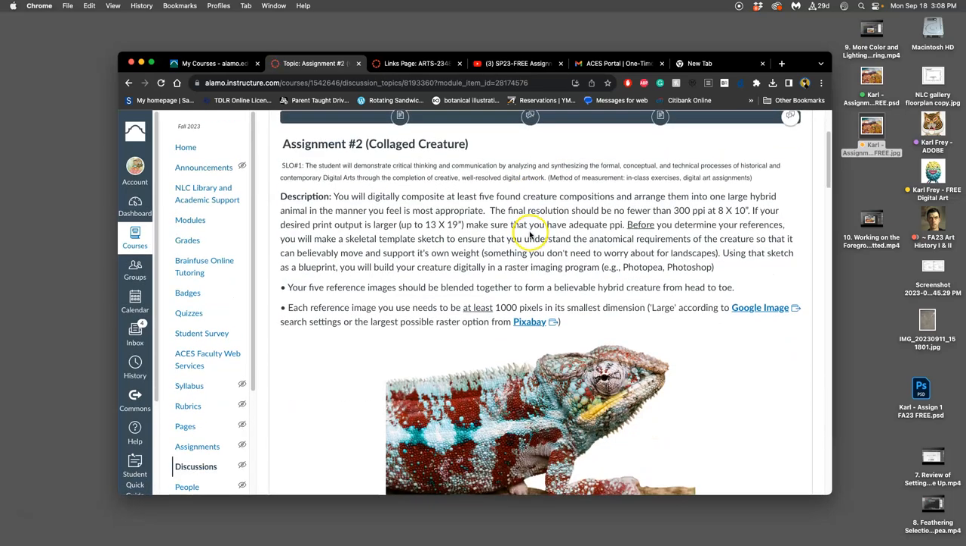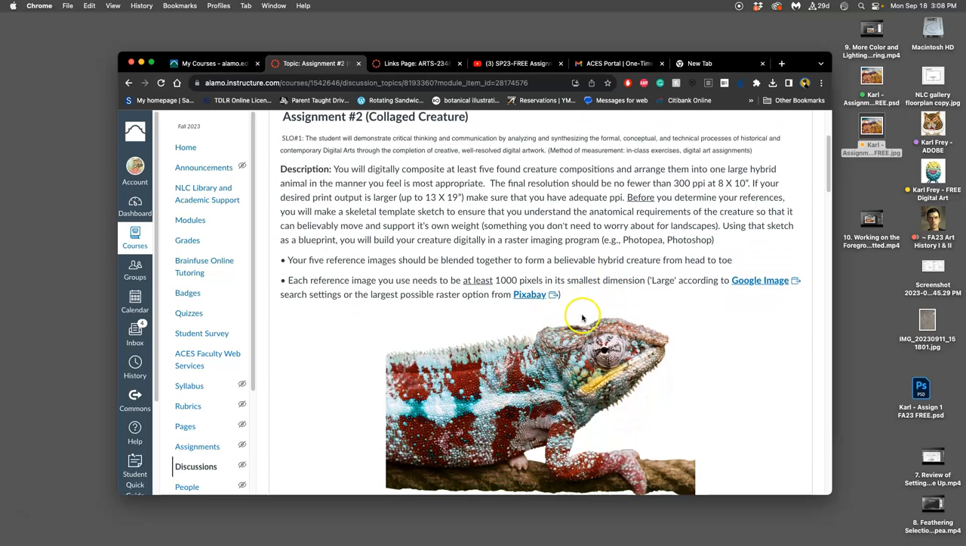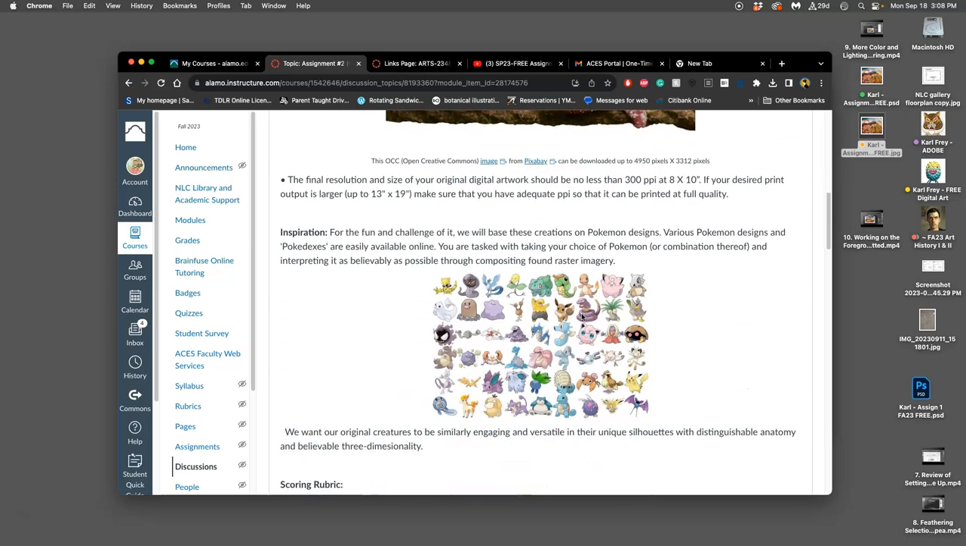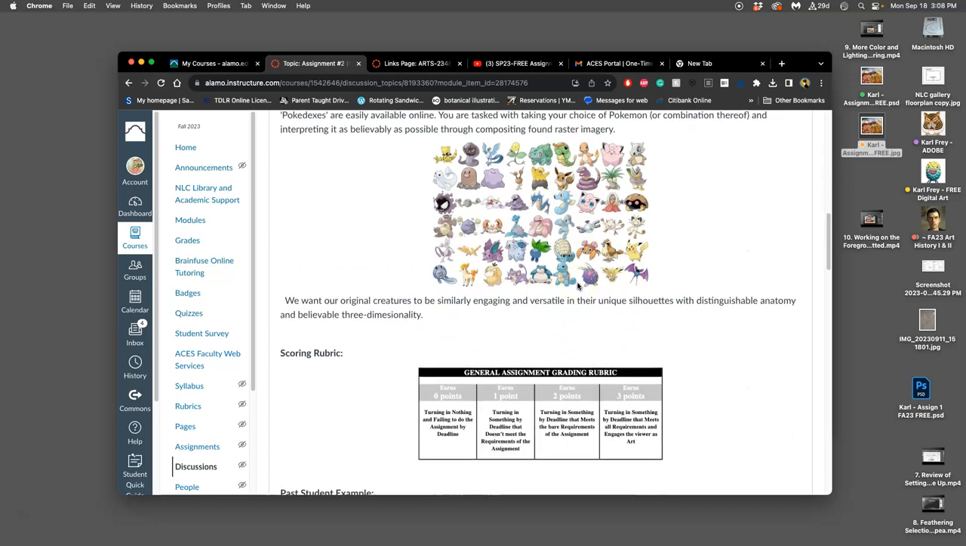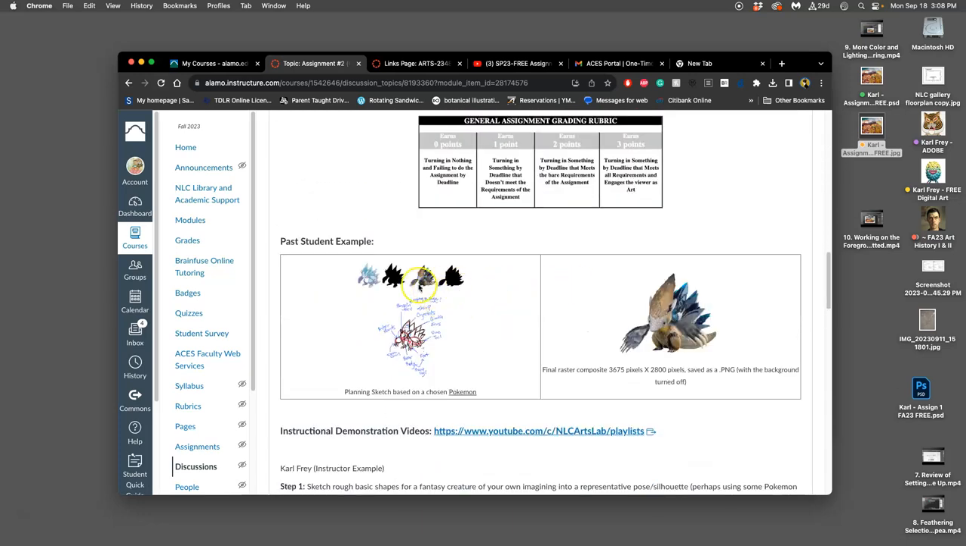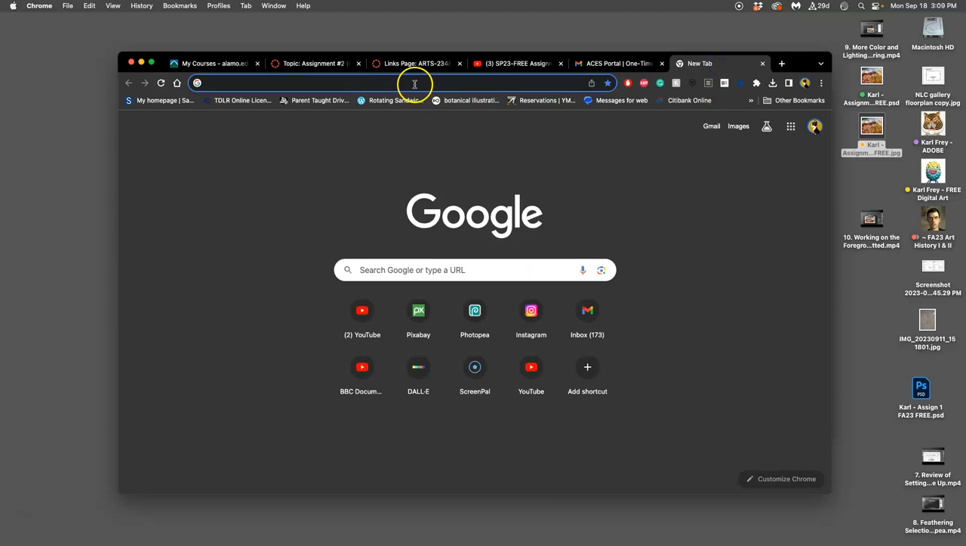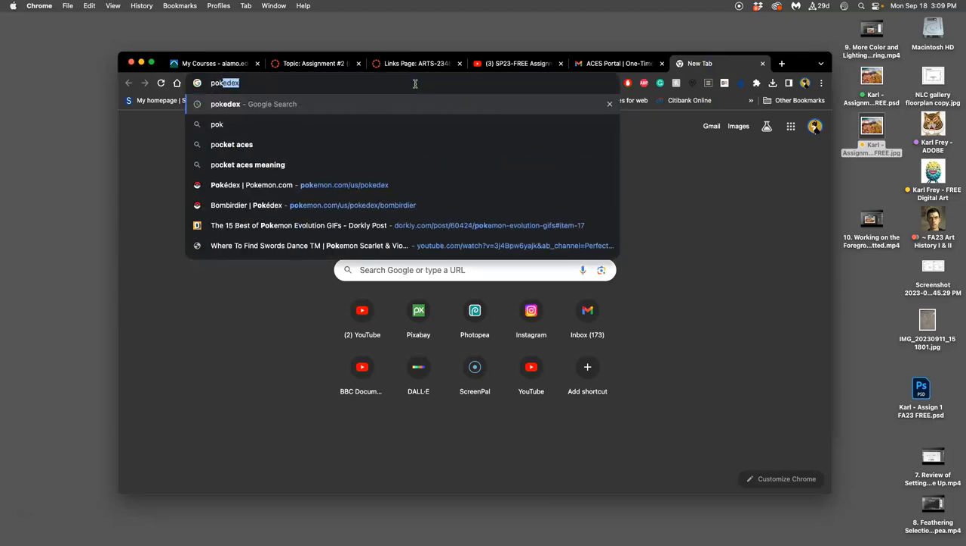So just like before, we can use Pixabay or Google Images to find references. But unlike before, we're not going to start by finding references. We're going to start by sketching. And it's hard to just start with whatever you want. So I want you to pick an inspiration to base your sketch from. And a good option is Pokemon, right?